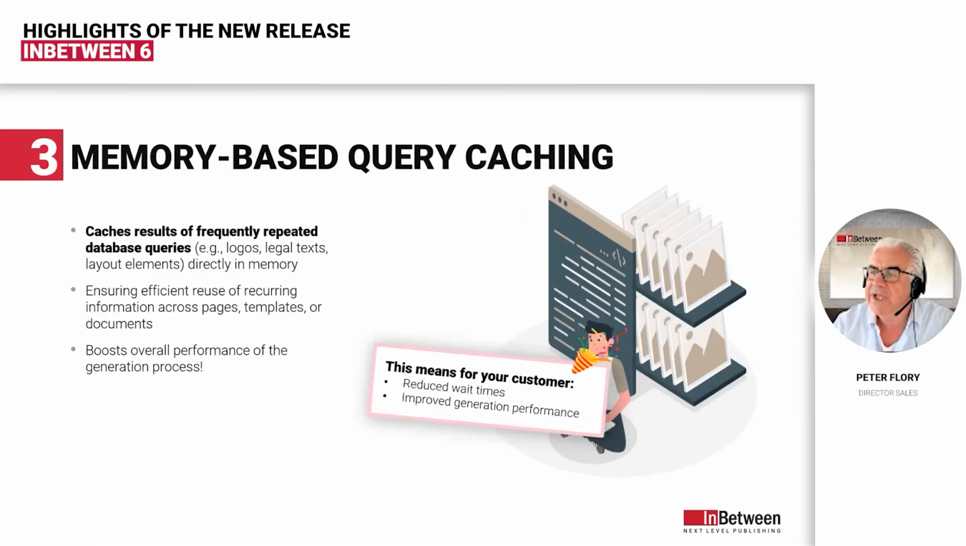What we're also doing, we are caching results of frequently repeated databases. So whenever we run the same queries again and again, this will be cached. Caching means we can reuse recurring information across pages, templates, or documents, and that really boosts overall performance in the generation process. So in the long run, generating a catalog will even be quicker and reduce wait times considerably.